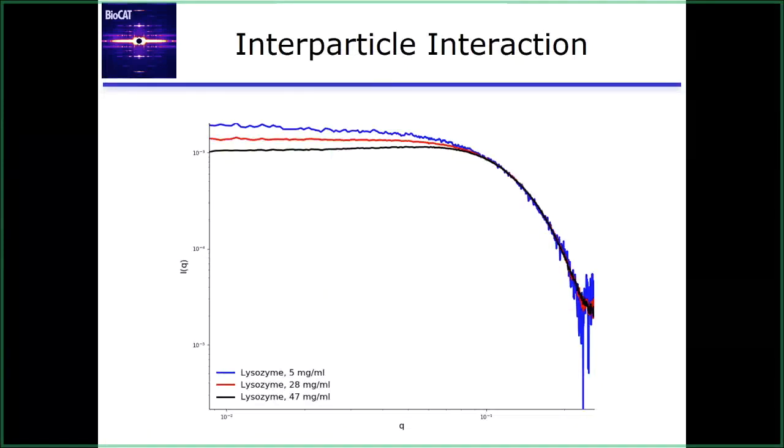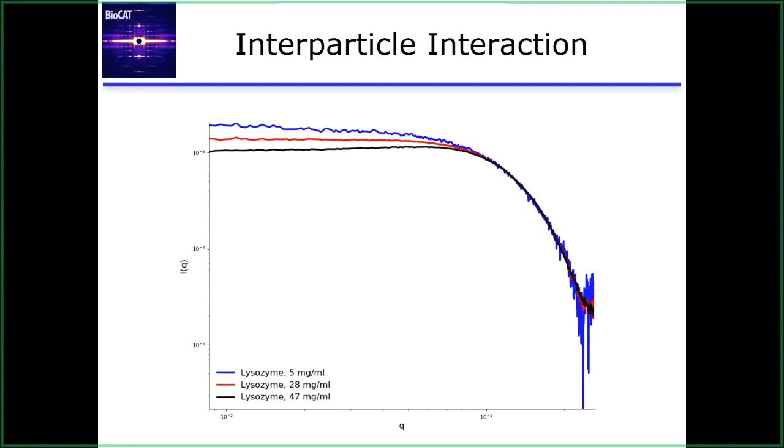So interparticle interaction. This usually comes from concentration effects. So what I'm showing here are 3 different concentrations of the same protein. It happens to be lysozyme. So low concentration, you have the blue curve. Then as you add more and more concentration, the curve comes down. This is very characteristic of repulsive interactions. It lowers the low Q. This is, again, something that we'll be able to see with the Guinier analysis.